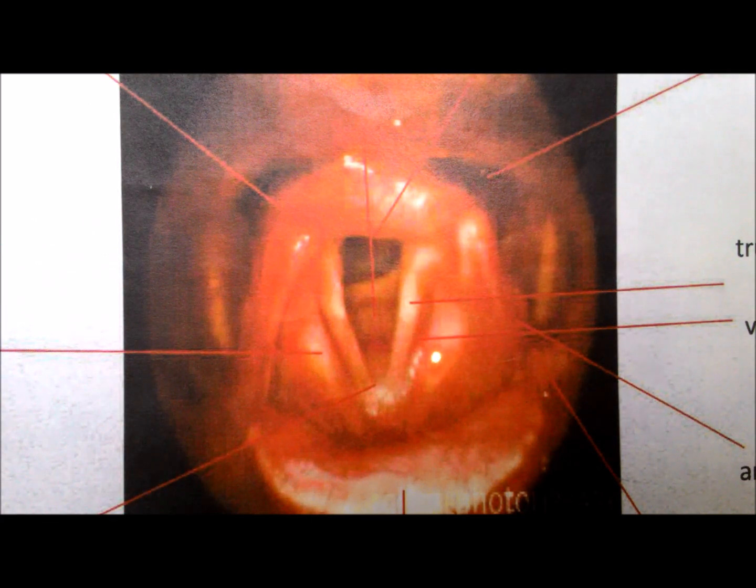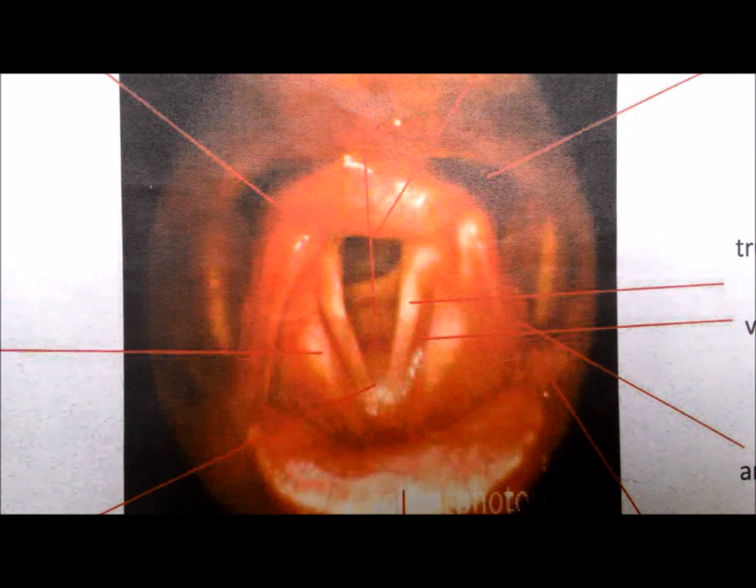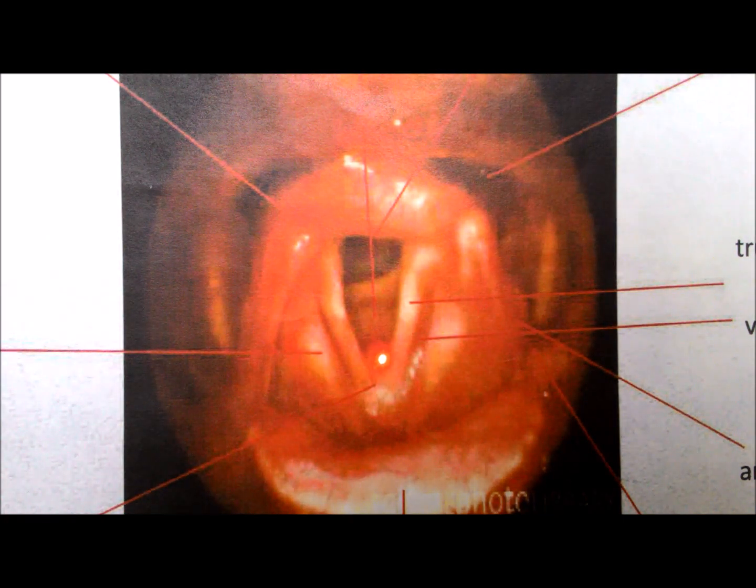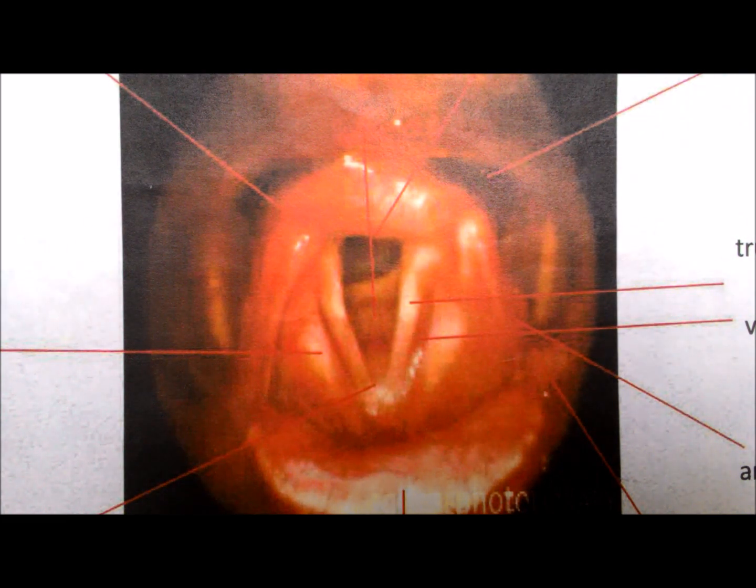Here, as we can see, are the false vocal folds. The false vocal folds are the inferior border of the laryngeal vestibule and need to adduct during swallow. Here are the true vocal folds. The true vocal folds adduct along with the arytenoid medialization.